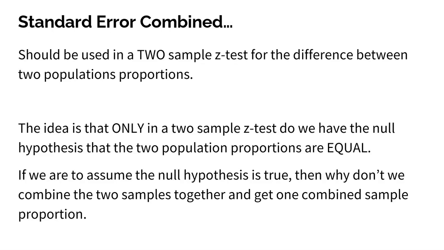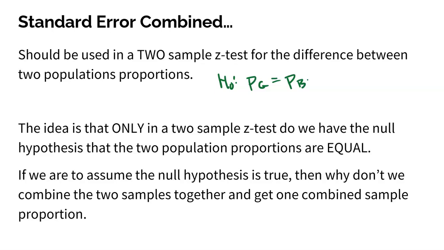The idea is that only in a two-sample z-test do we have the null hypothesis that the two population proportions are equal. So if our null hypothesis is that the proportion of grizzly bears with the disease is equal to the proportion of black bears with the disease, then why do we even look at them separately, right? If I'm telling you that it's all the same no matter what, it doesn't matter if you're a black bear, it doesn't matter if you're a grizzly bear, you've got a certain percentage chance of having the disease, then why don't we just put them all together? That's the idea of standard error combined.